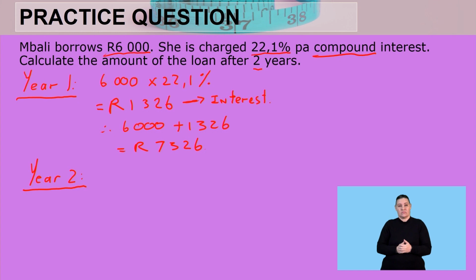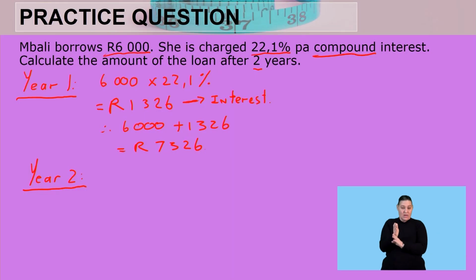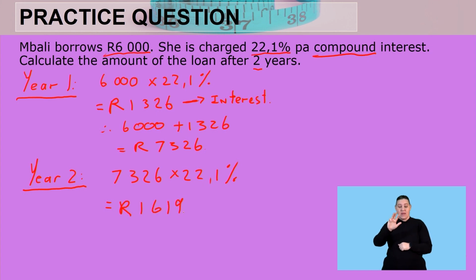all right. Now, because it's compound interest, we've got to do the interest calculation every single year, unlike simple interest, where it's done just once. So what I need to do is look at the amount from the previous year, 7,326 Rand. Now I've got to multiply that by 22.1%, because that's our interest rate, and we get 1,619.046. It's always best to keep all the decimal places in play until the very last step.